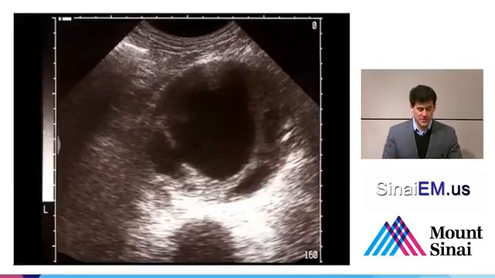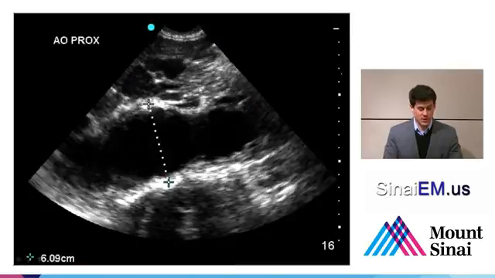So here's another example with a lot of clot and hyperechoic material around inside the wall of the vessel. And here a longitudinal view demonstrating its largest diameter over 6 centimeters. And the ultrasound measurements correlate very well with CT measurements.